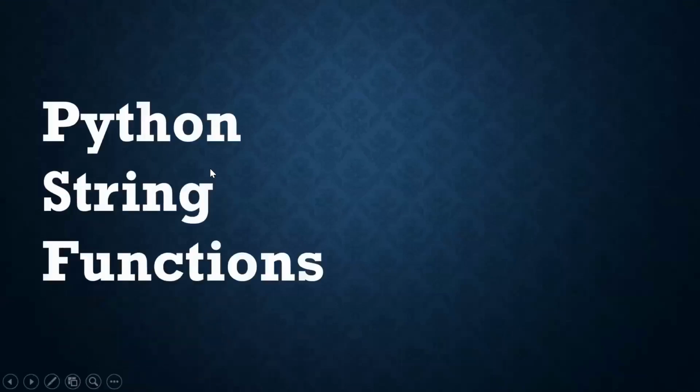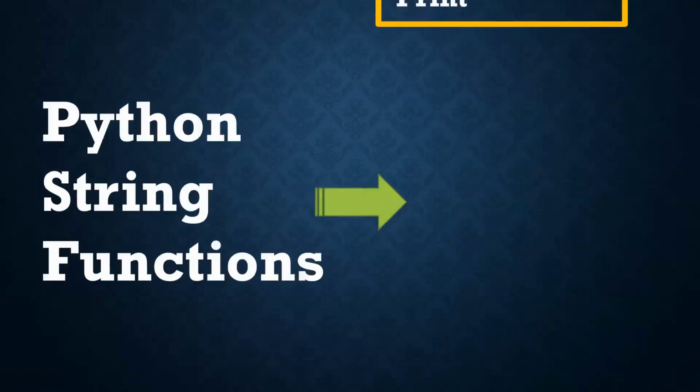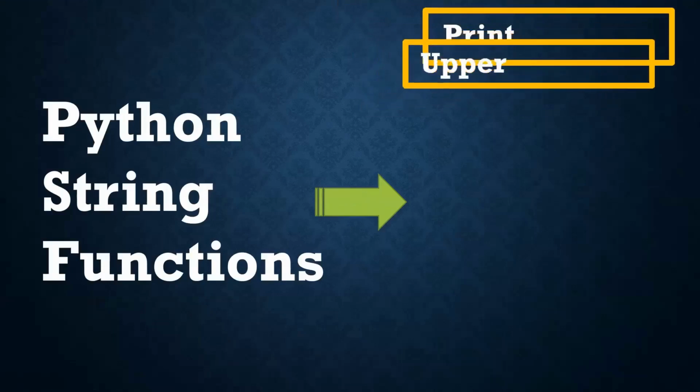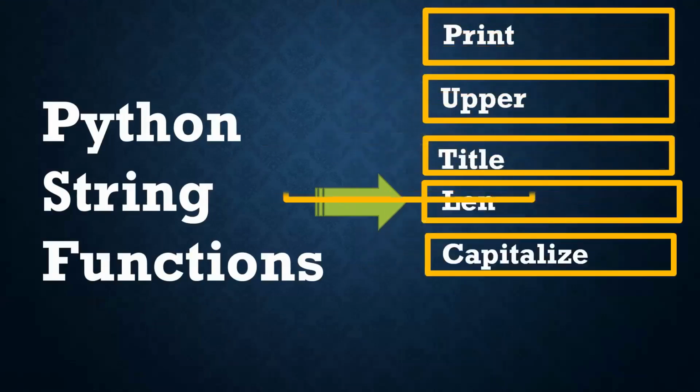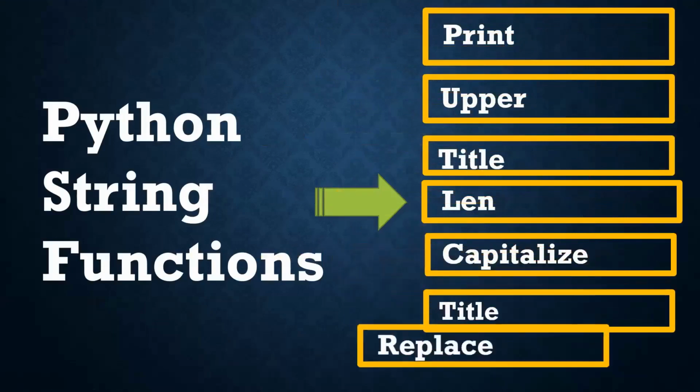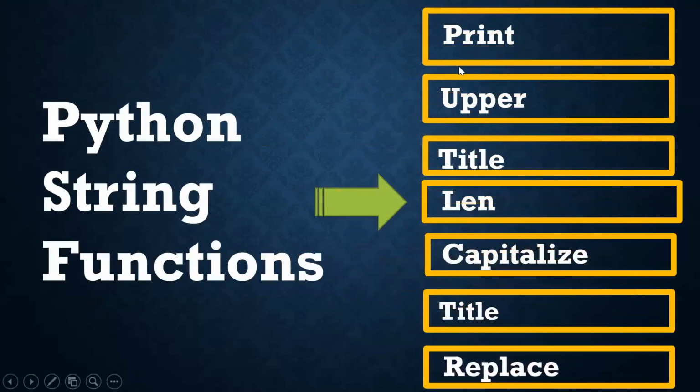Today we'll see one of the important topics, that is Python string functions. Okay, there are string functions. A few of them are print function, upper function, title, length, capitalize, title, and replace. Okay, now we'll see what exactly these things will do, the syntaxes, and once we are done with the slides, we'll log into PyCharm, so we can work on it.